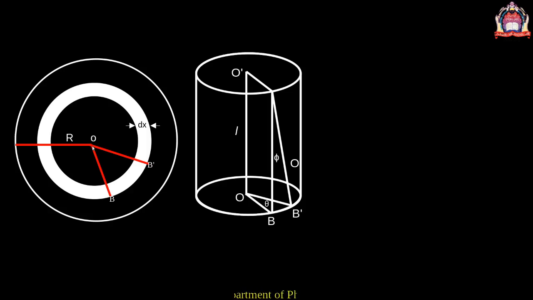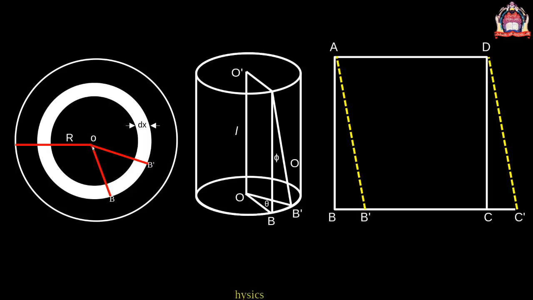Let AB be a line parallel to the axis before the cylinder is twisted. On twisting, the point B shifts to B dash. When the couple is applied on this side, B shifts to B dash.